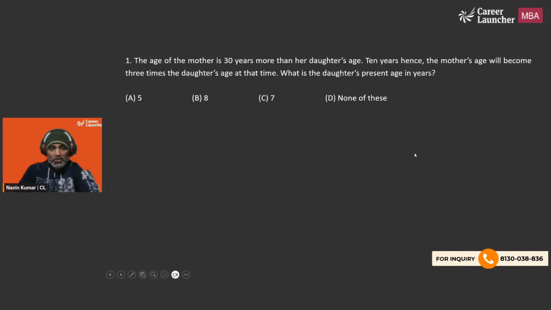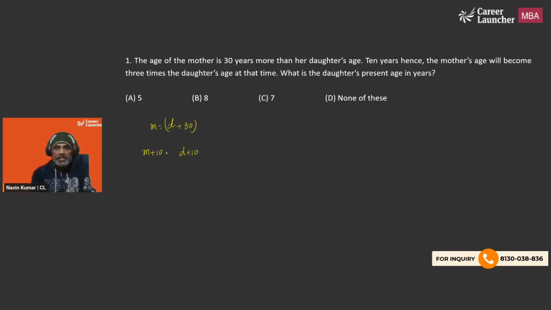Let's try to solve this. Let's use the equation approach. The age of the mother is 30 years more than her daughter's age. Let's say the daughter's age is D, then the mother's age is going to be D plus 30. The second equation tells us 10 years hence, the mother's age is going to be M plus 10 and the daughter's age is going to be D plus 10.